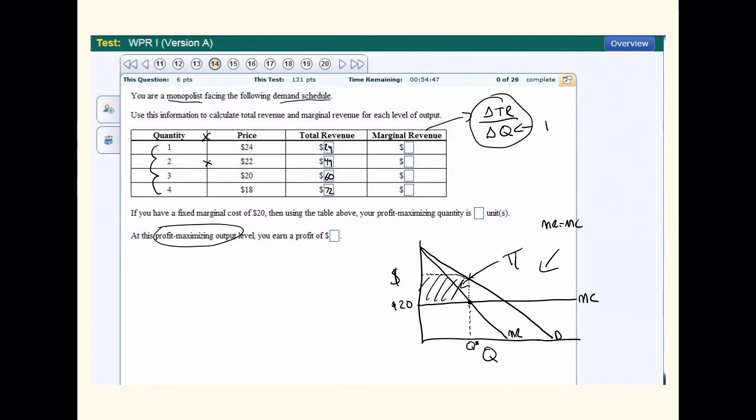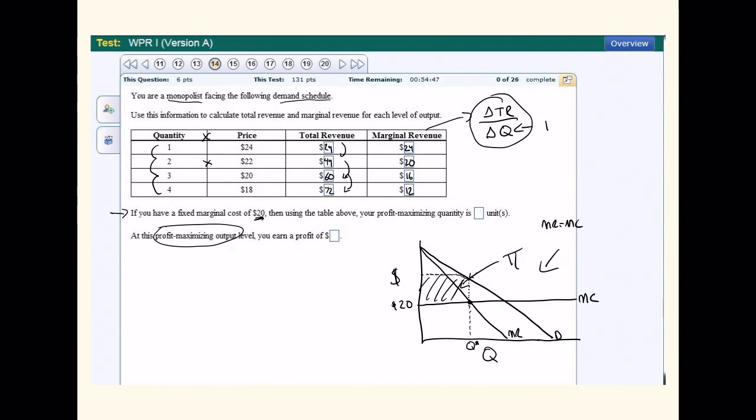So with that in mind, when we go from a quantity of 0 to 1, we're increasing our total revenue by 24. When we go from 1 to 2, we're increasing our total revenue by 20. From 2 to 3, we're increasing our total revenue by 16. Now let's draw these arrows here so you can see where I'm getting my numbers. And when we are producing 4, we've increased our total revenue from 60 to 72, which would be a marginal revenue of 12.